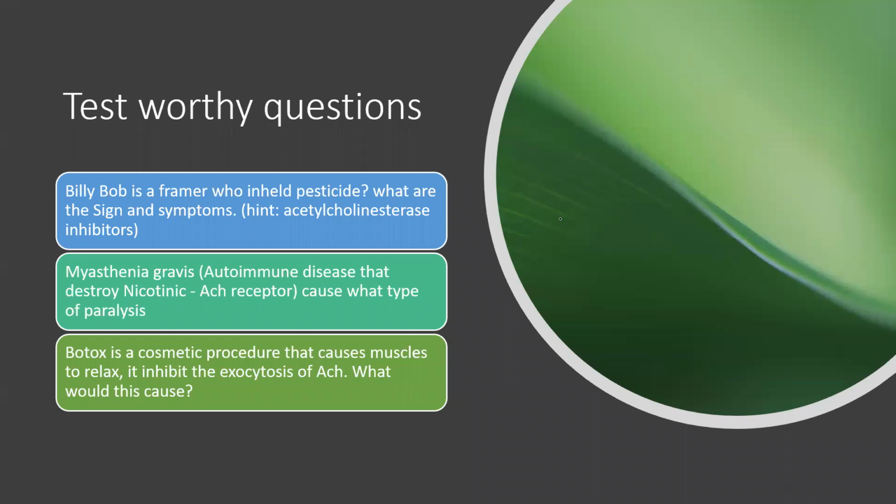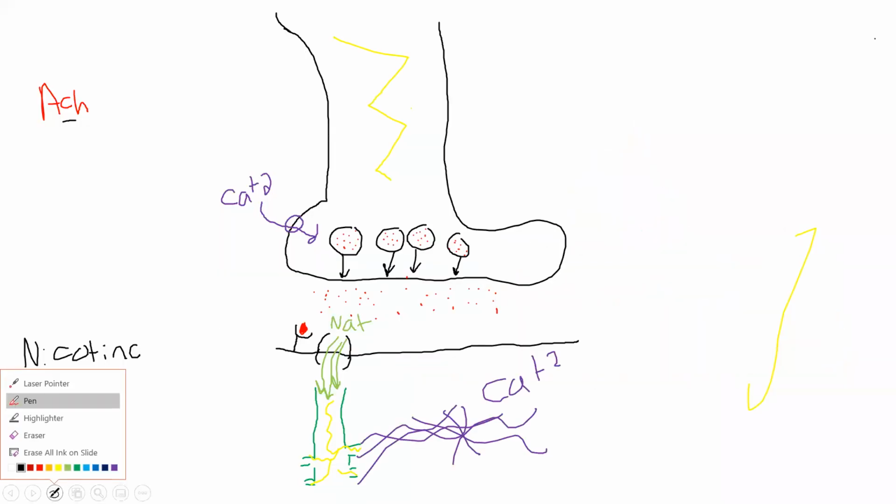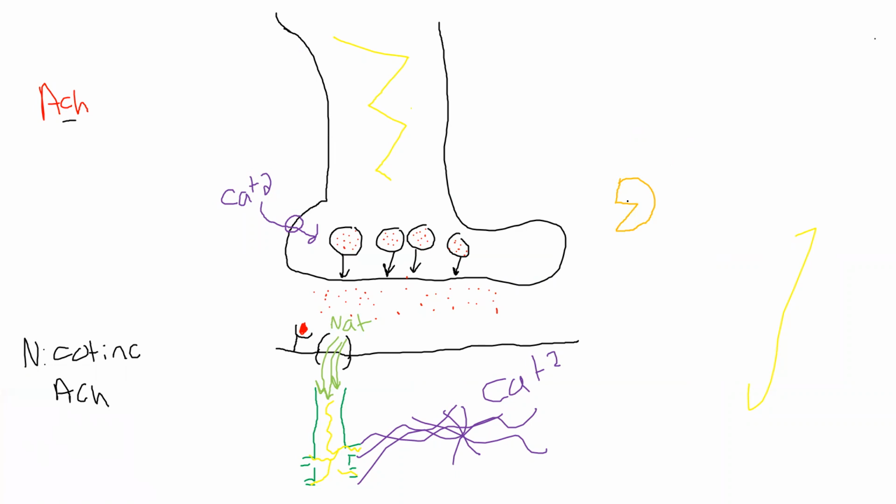So, here are some questions that make you think. Billy Bob is a farmer who inhaled pesticide. Oops, I did forget to mention one key part that is important in GCU's anatomy class, depending on who your teacher is. If you have Wireman or Pramack, he emphasizes this guy a lot. So we've got to draw Pac-Man. I'm going to use an orange color. But this is an enzyme right here. I draw him like Pac-Man because everyone knows what Pac-Man is. And his name is ATP. No, not ATP. Sorry, acetylcholine.